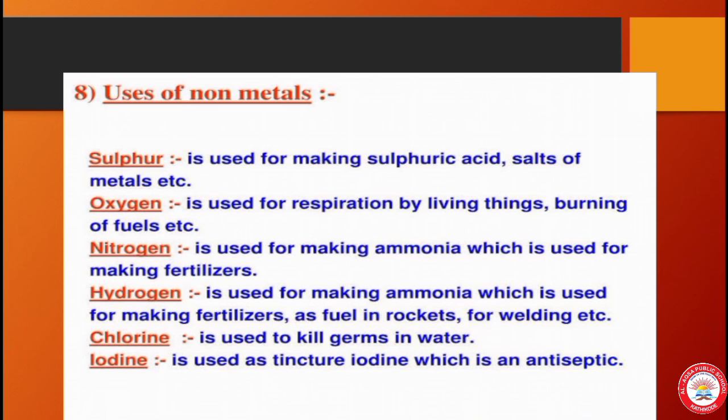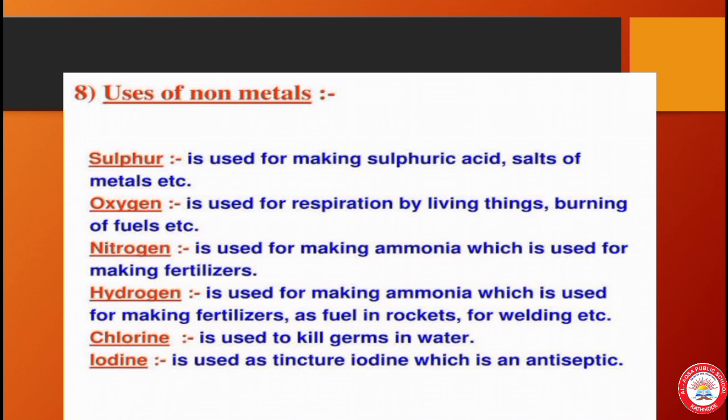Then the next non-metal is nitrogen. Nitrogen is used for making ammonia. What is ammonia? Do you know what is ammonia? Ammonia is used for making fertilizer. Then next non-metal is hydrogen. Hydrogen is used for making ammonia, which is used for making fertilizers, and as a fuel in rockets and for welding.